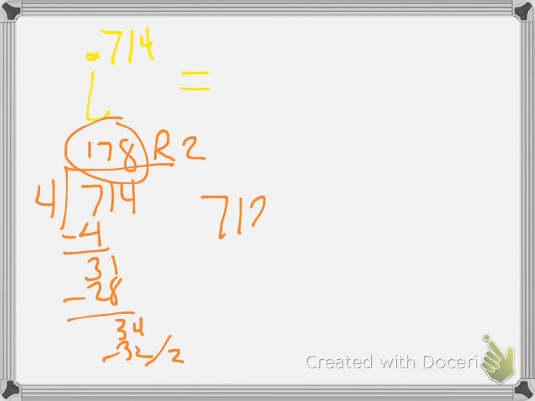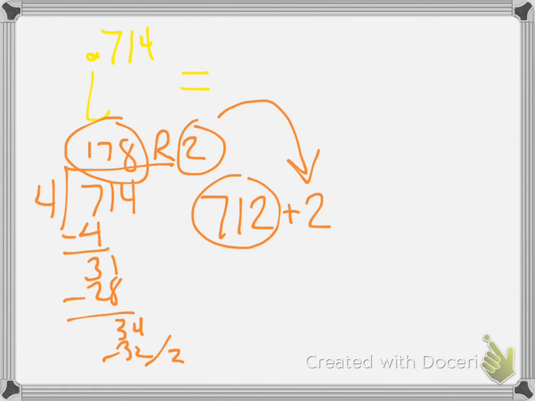714 is 712 plus 2. The remainder of 2 is right here. So since 4 goes into the 712 178 times, then i to the 712 is just going to be 1, because 4 goes in there evenly. So this becomes just i squared, because the other part was 1. And this remainder of 2 becomes my new exponent.